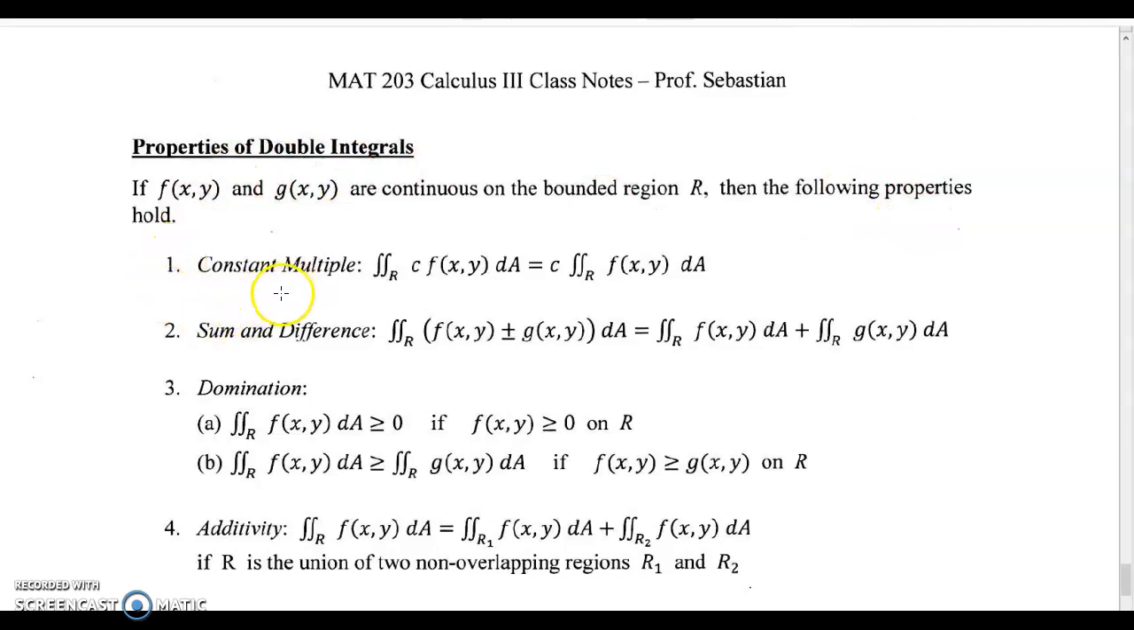So this is very similar to what we know about integration already from Calc 1 and Calc 2. If I have a constant multiple, in other words, I have a constant in front of my function, I can just pull that all the way out in front of the integral. If I take a sum or a difference of two functions, I can certainly split it up into two integrals, two sets of double integrals.